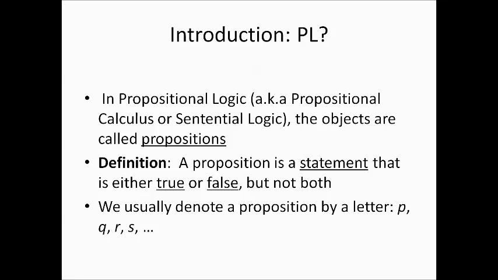So the objects are called propositions. When you say proposition, this is a statement that is either true or false, but not both. So we denote propositions by the letters P, Q, R, and S. Don't forget about that. To denote a proposition, we are using P, Q, R, and S.